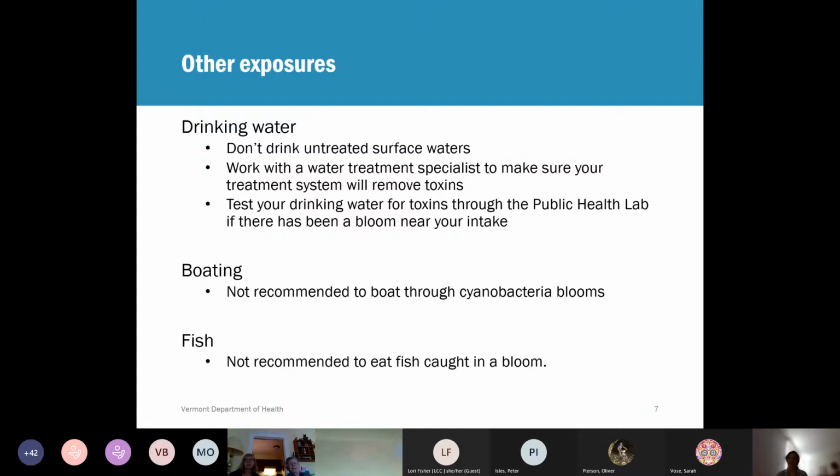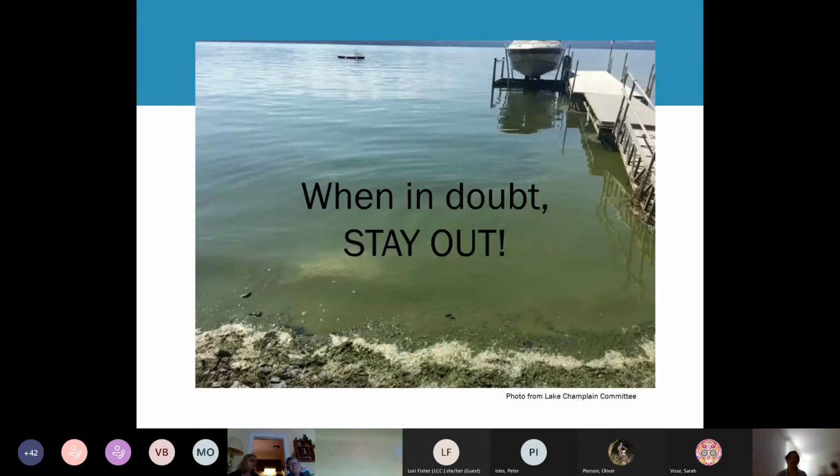And then I just wanted to close on our key takeaway message that I really hope you leave with today, and that is when in doubt, it's best to stay out. It's not worth risking it. So if you think you're seeing cyanobacteria, it's not worth swimming. So when in doubt, stay out.